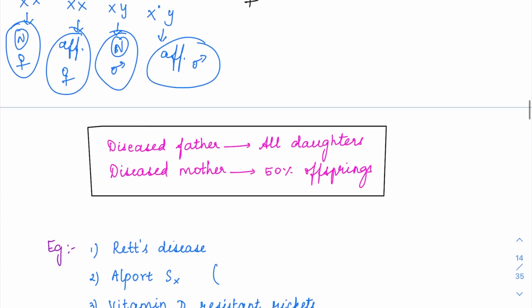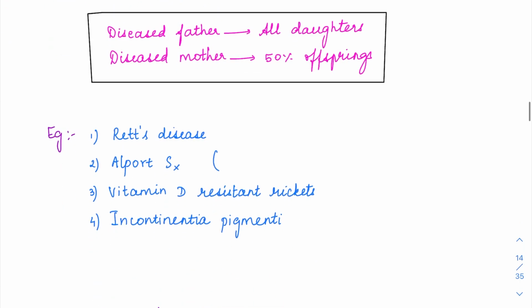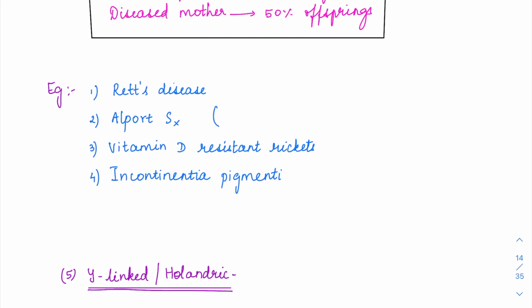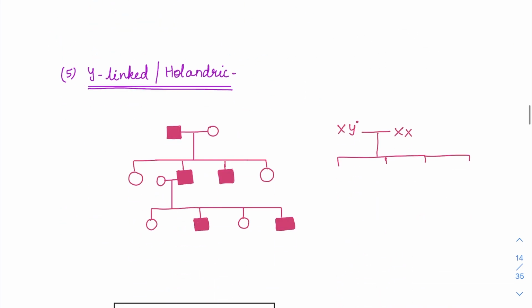So the mantra for X-linked dominant will be: a diseased father is transmitting the disease to all the daughters, while a diseased mother is going to transmit the disease to 50% of the offspring, be it a daughter or a son. The examples of X-linked dominant diseases are very few, so we can remember them by the mnemonic Ravi. R stands for Rett's disease, A for Alport syndrome, V for vitamin D resistant rickets, and I for incontinentia pigmenti. In Alport's disease, all kinds of inheritance are present, but X-linked dominant is the most common inheritance, more than autosomal dominant, autosomal recessive, and X-linked recessive. So we can use the mnemonic Ravi to remember X-linked dominant diseases.